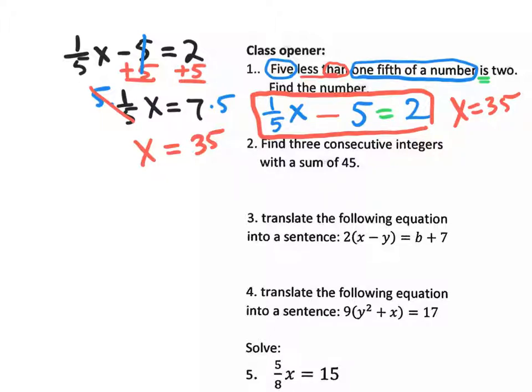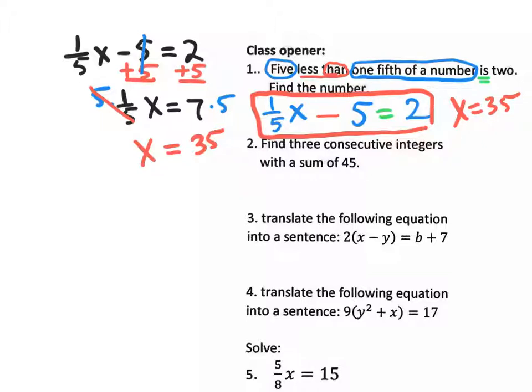Now if you wanted to double check it, you could take that 35, plug it back in, and say 1/5 times 35. You could even do this on the calculator. In the calculator you could put parenthesis 1 divided by 5, close parenthesis, and then times 35, and then minus 5, hit the equal button, and it should give you 2. That way you could double check your answer with the calculator.